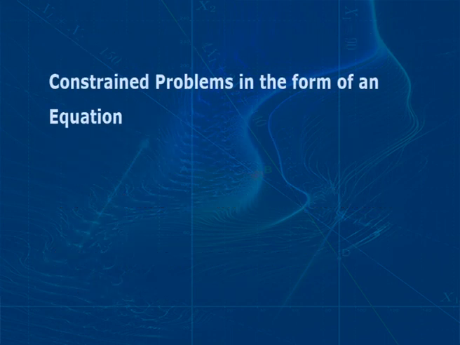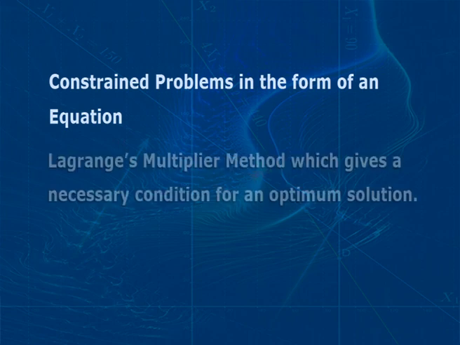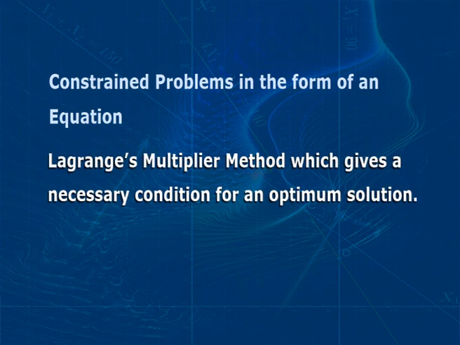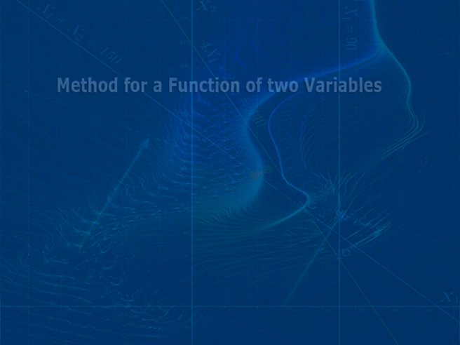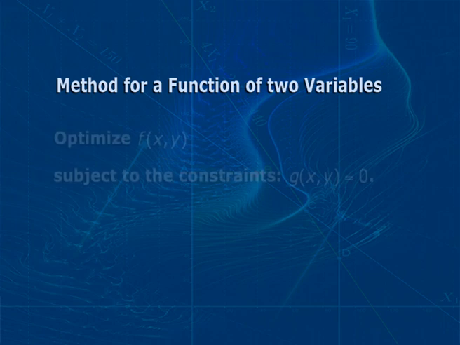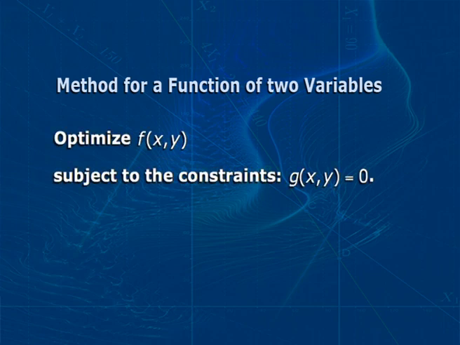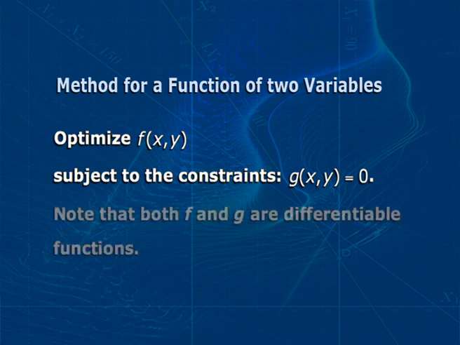Constraint problems in the form of an equation. For this, we need to introduce Lagrange's multiplier method, which gives a necessary condition for an optimum solution. We discuss a method for a function of two variables. Consider the problem: optimize f(x,y) subject to the constraint g(x,y) equal to 0. Note that both f and g are differentiable functions.